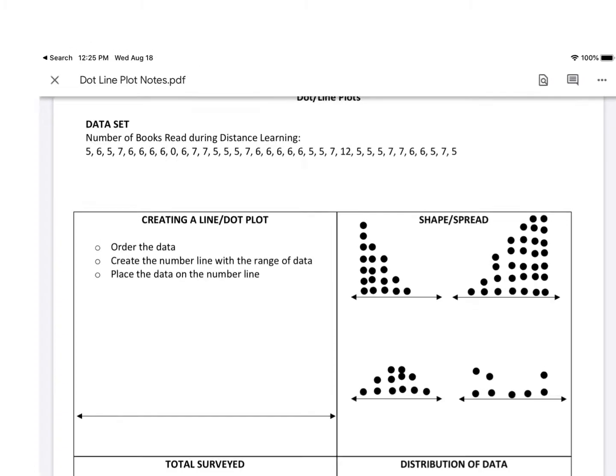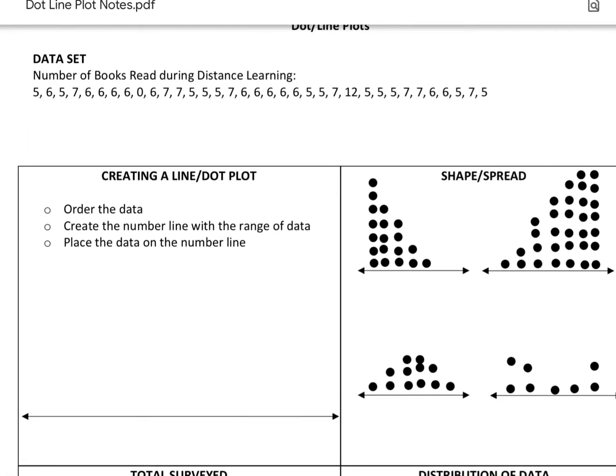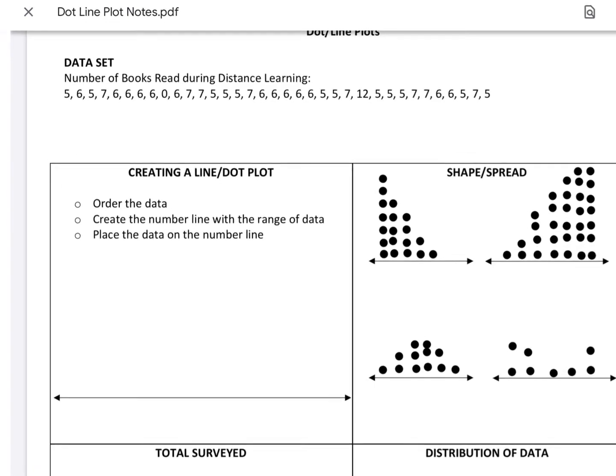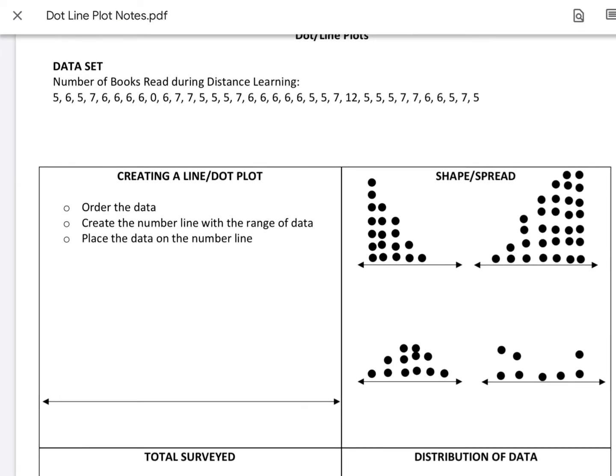Well, the first thing I want to talk about is the title. We have two titles. It says dot/line plots. So I wanted to show you the difference. So go ahead and write this on your paper. And I will show you how to create these, but right now I'm just using these examples to make a point, okay? We have two different types of plots. Dot plots, which you want to write down on your paper, and line plots.